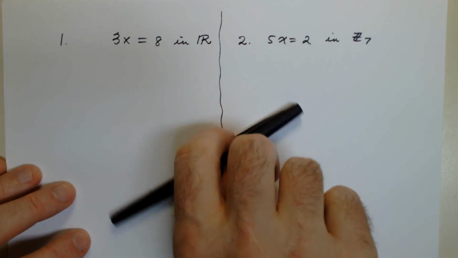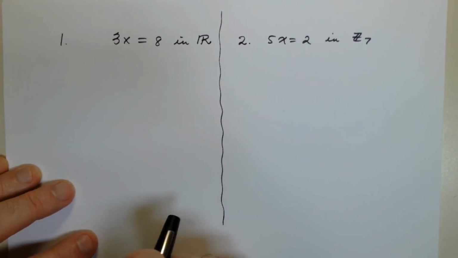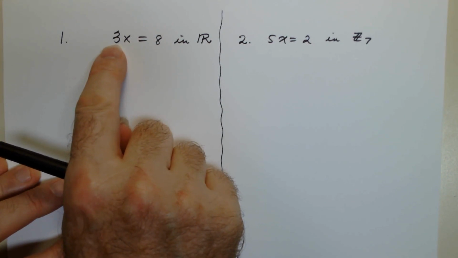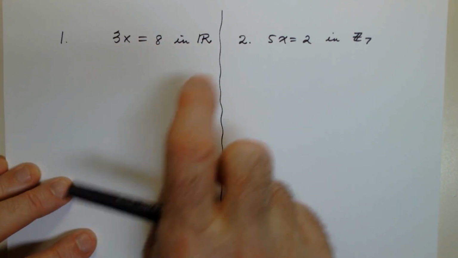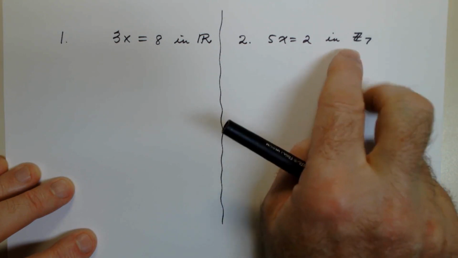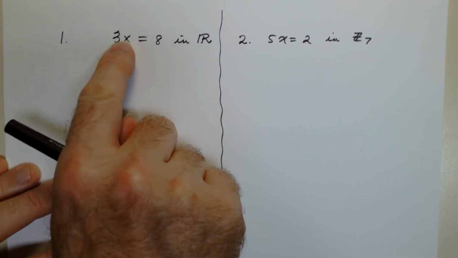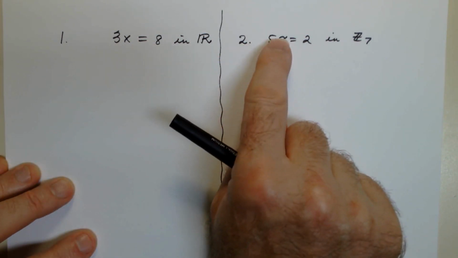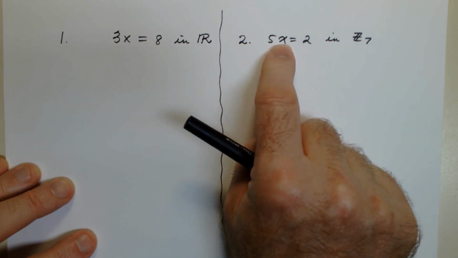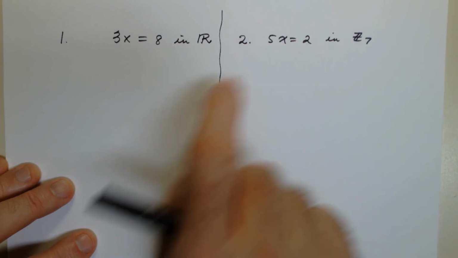All right, welcome to the document camera. We've got 2 problems to solve. First, we want to solve the problem 3x equals 8 in the real number system and 5x equals 2 in Z7. So we're looking for a real number such that 3 times that number equals 8. And we're looking for an element of Z7 such that 5 times that number gives me 2.